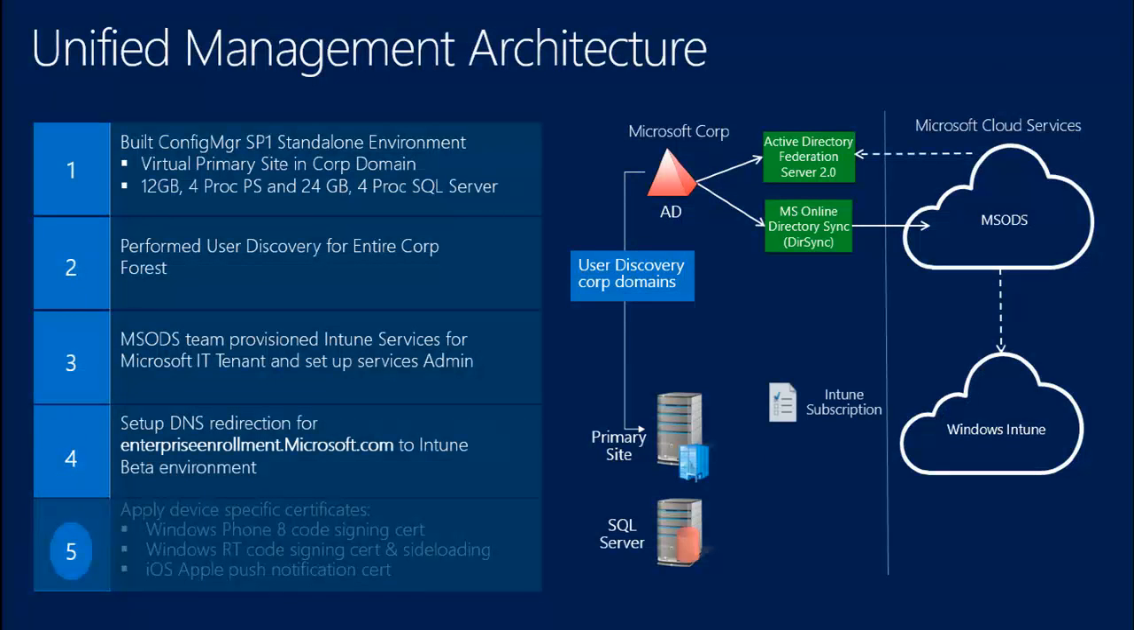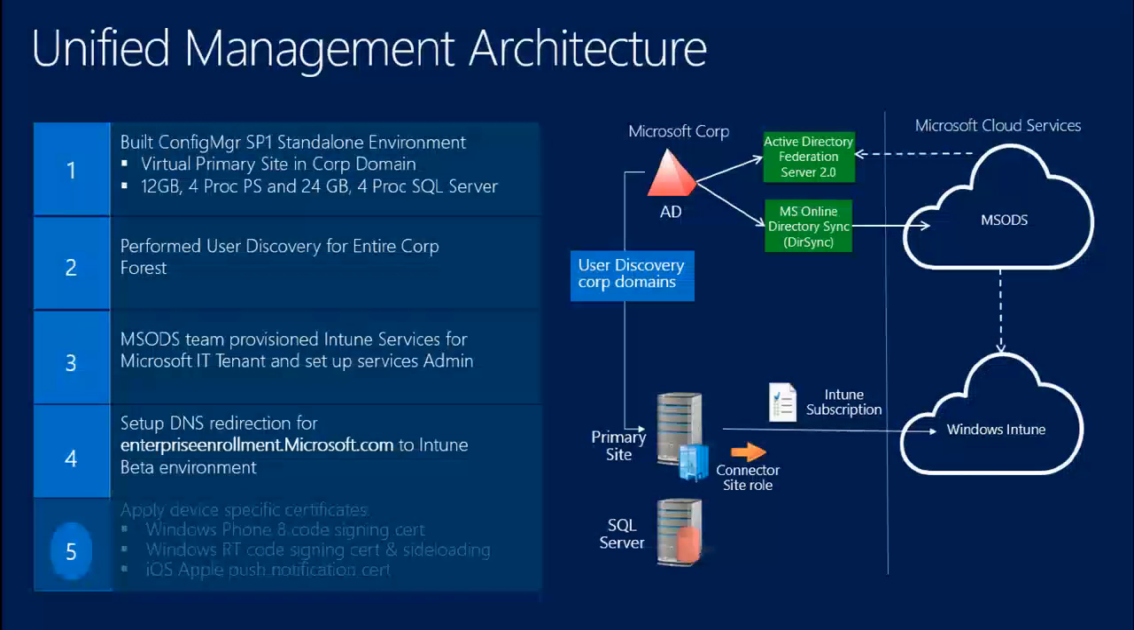We set up the DNS redirection that we spoke about for enterpriseenrollment.microsoft.com. So when users signed in with their UPN and their password, they were automatically redirected to the right Intune environment. They didn't have to remember any URLs.